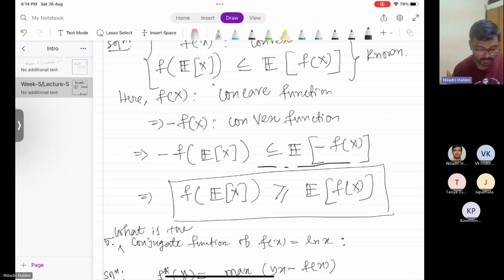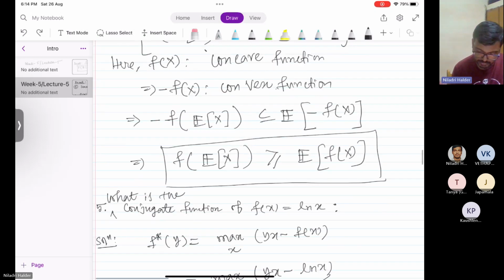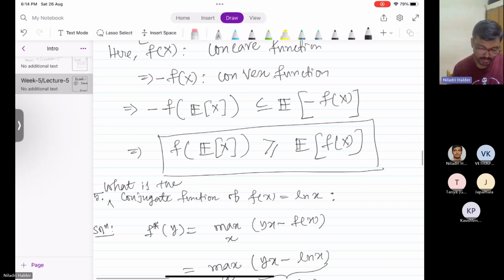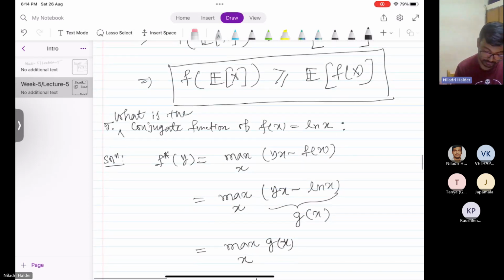This is applicable for a convex function. So then we can write down ultimately this thing. So this is the general inequality for a concave function.